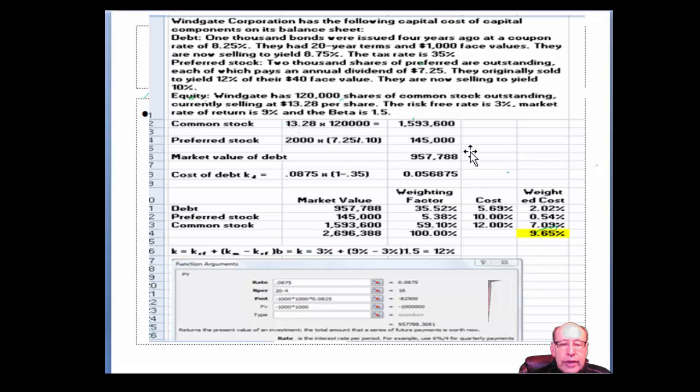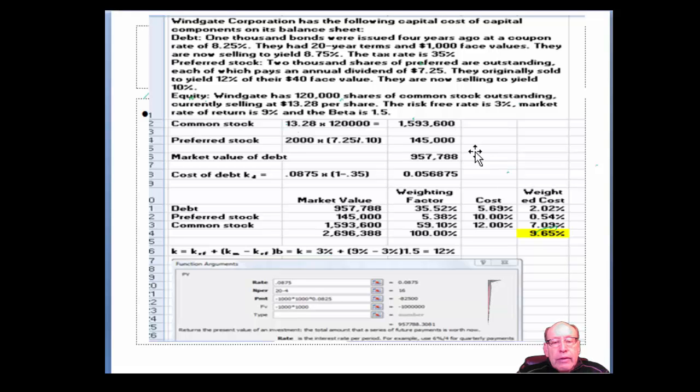Now we come down to the third item here, and we have our cost of debt. What we do for the cost of debt is we take our yield, which I believe is 8.75 up in the information that we had for the problem, and that's 8.75%, and we multiply that times 1 minus the tax rate. Why 1 minus the tax rate? Because we get a tax shield for the interest that's attributable to the taxes that we're saving.